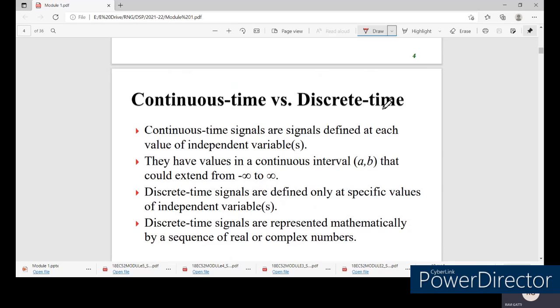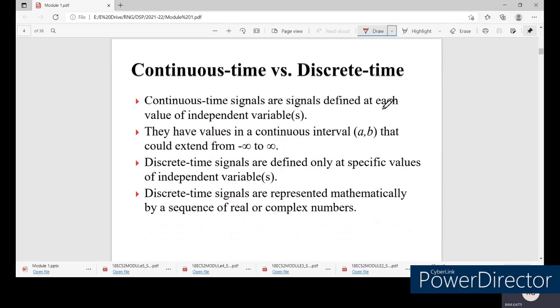In the mathematical representation, if it is two-dimensional information, then we are going to represent the independent variable on the x-axis, and the dependent variable on the y-axis. Depending upon the representation, if it is continuous time, the time will take an infinite number of values, and if it is discrete time, it will take a finite number of values.